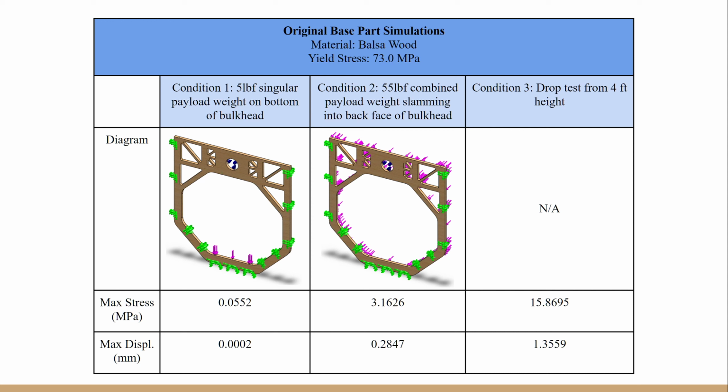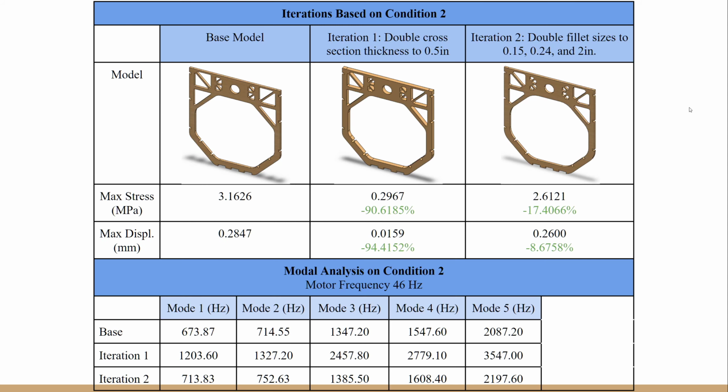A drop test was performed to ensure integrity when dropped or when in transit. Instead of boundary conditions, setup of the drop test depended on height only, set to 4 feet. Under the two load conditions, condition 2 exhibited the largest amount of stress and displacement.